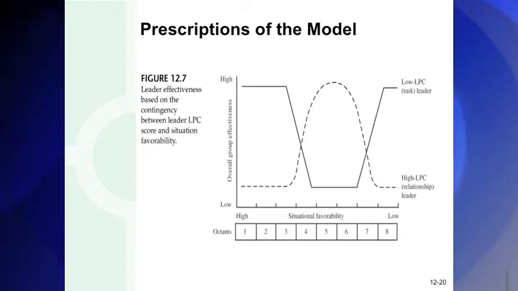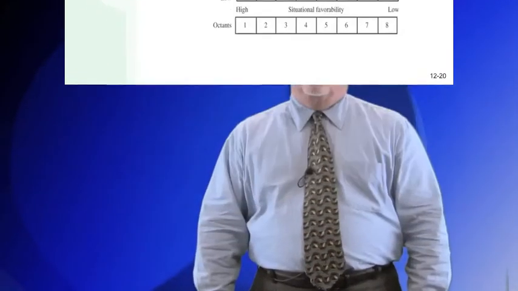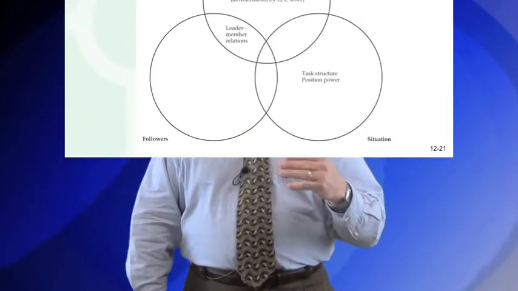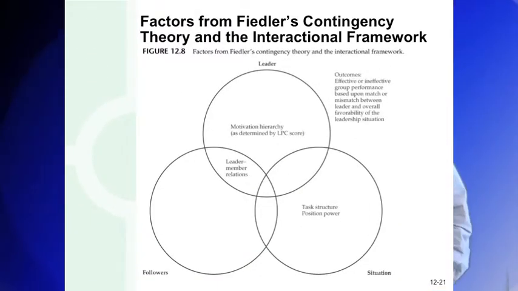So I would encourage you to get acquainted with this model, and I think you'll find it really another way to look at the relationship between the leader and the follower, as a different model. Figure 12.8 shows factors from Fiedler's contingency theory and interactional framework. So that talks about, again, followers, the situation, and the leader.